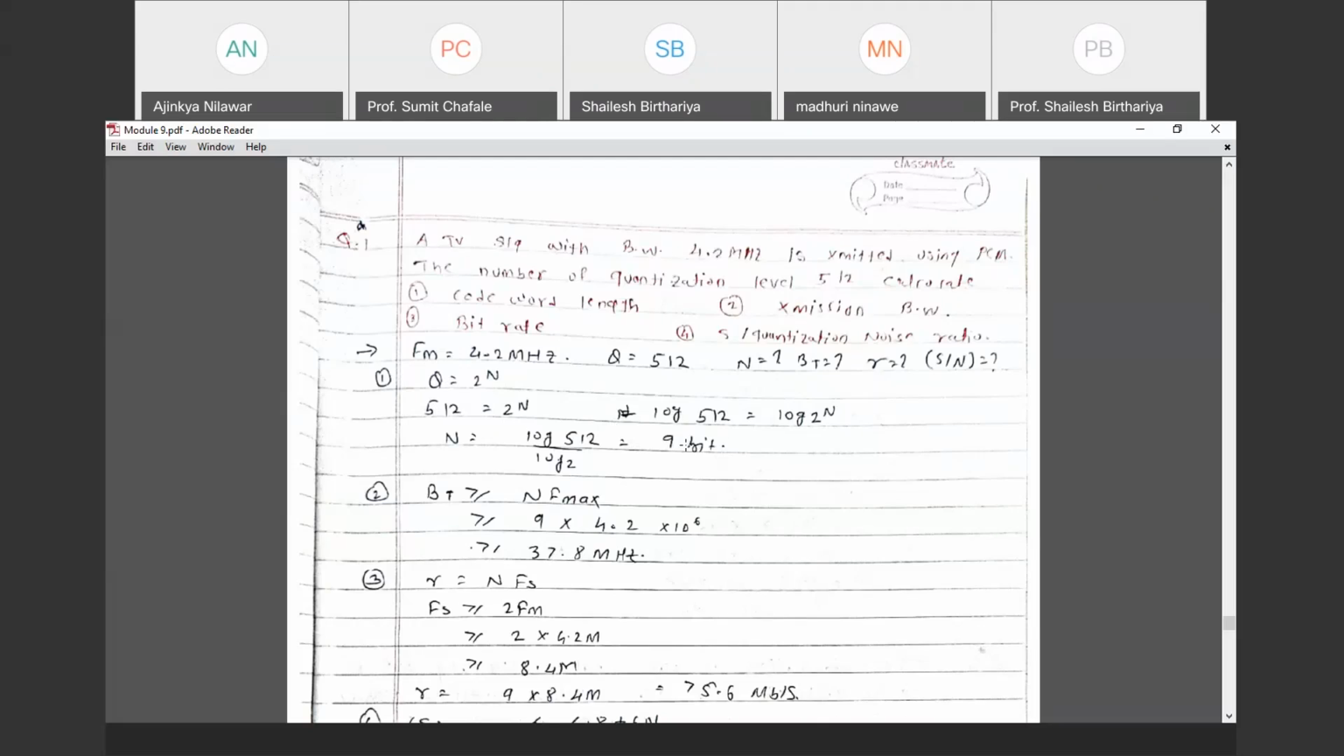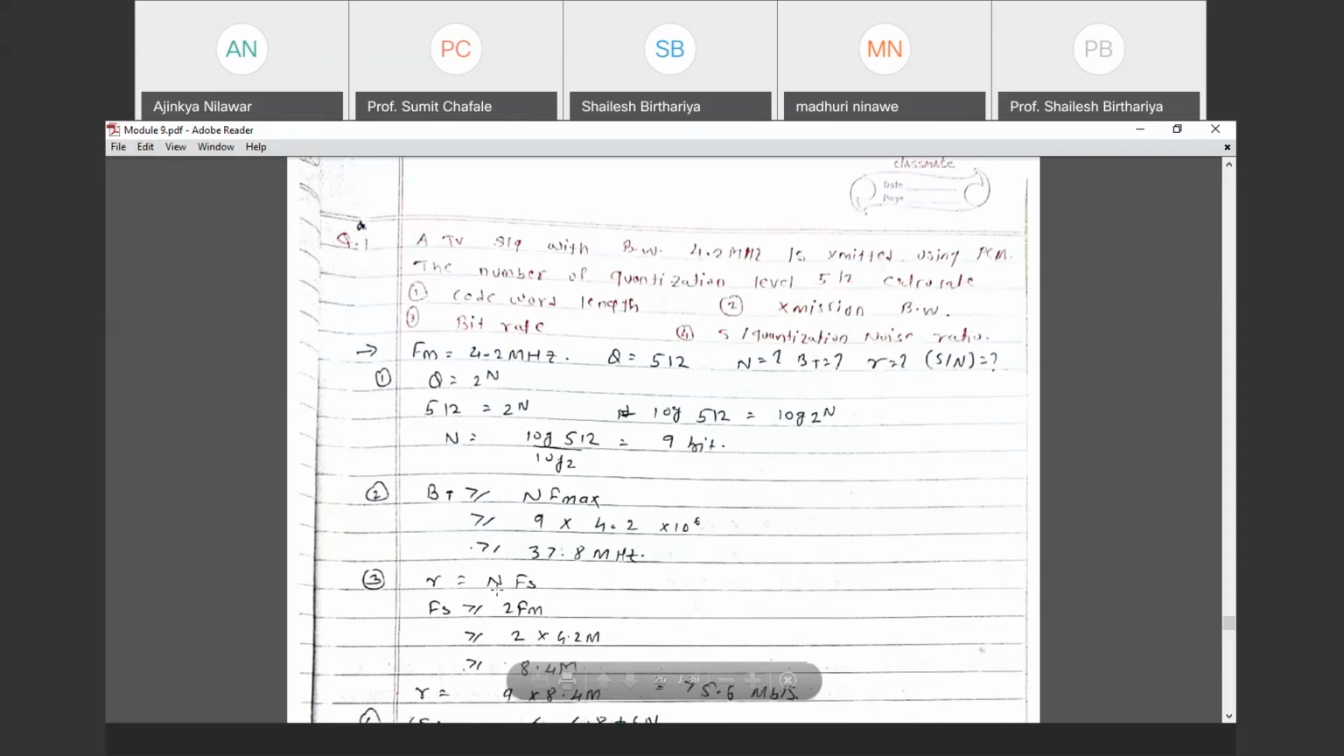So I'm clubbing all these parameters so that you will get a clear-cut idea what exactly you have to calculate. Then next is transmission bandwidth. We have various formulas for transmission bandwidth. It is given by 1 by 2R. If we put the values in this numerical, the number of bits N and Fmax 4.2, I get the result as 37.8 megahertz.